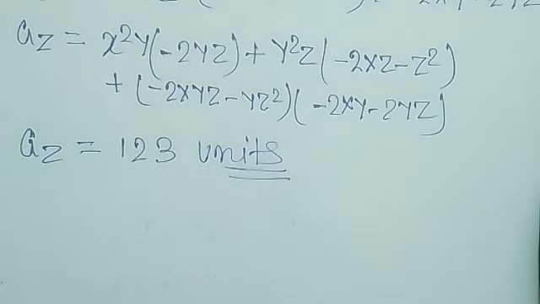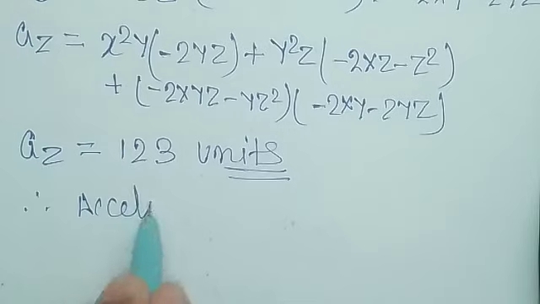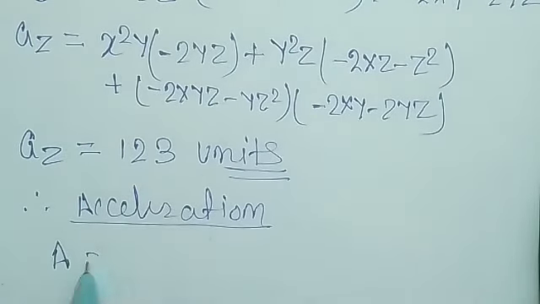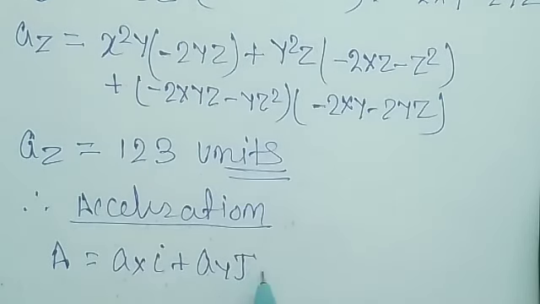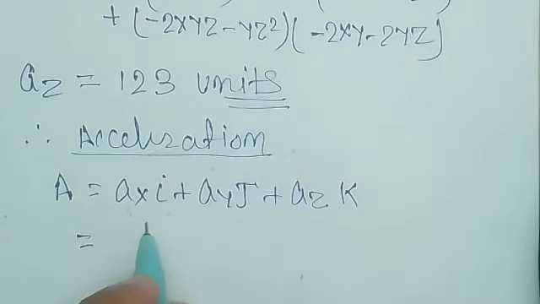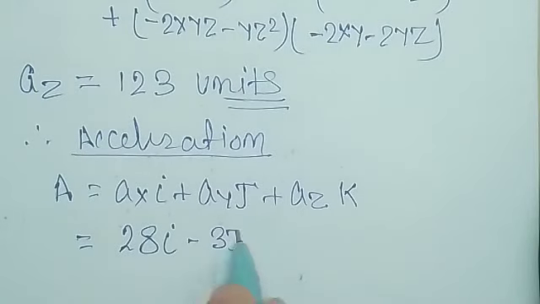Now you have to express this in vector form. So we can write, therefore, the acceleration in vector form is what? That is A is equal to ax i plus ay j plus az k, right? So ax i is, we got that 28 units, so 28i, and this is minus 3, so minus 3j plus 123k, right?